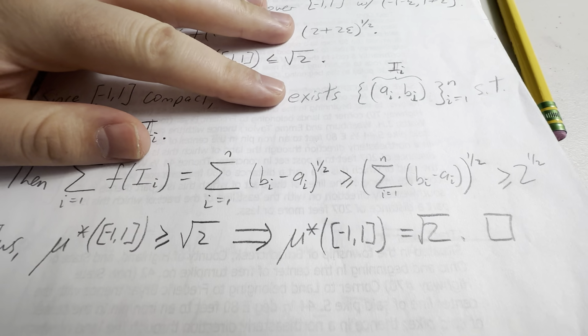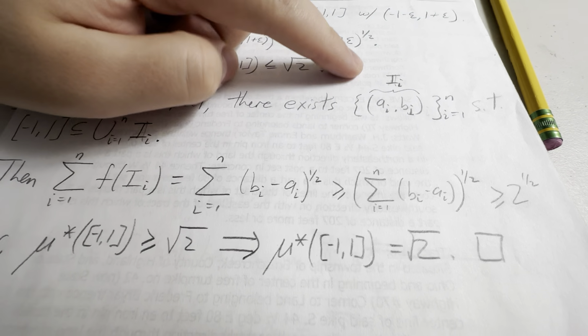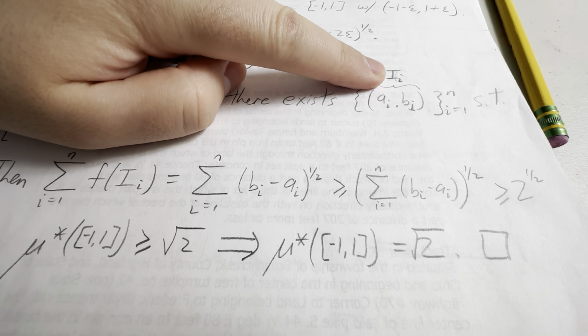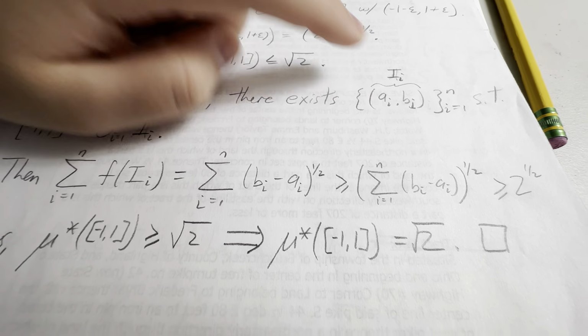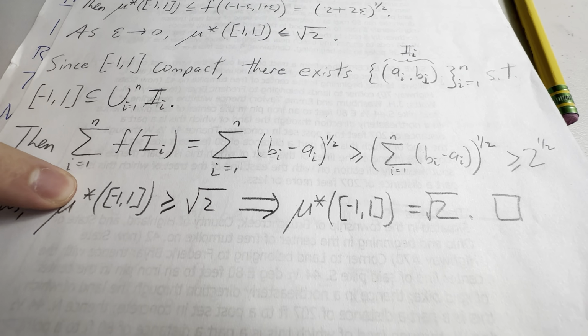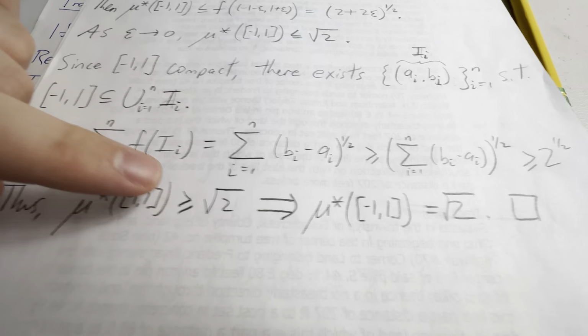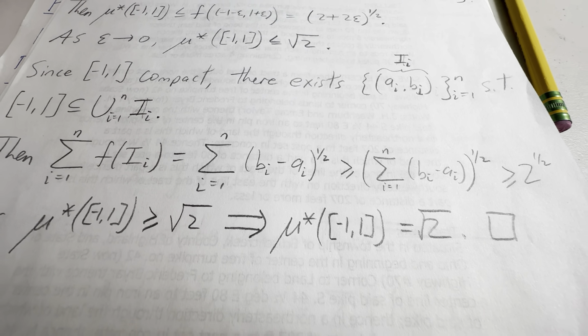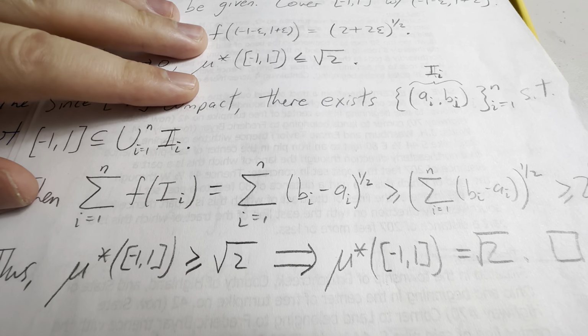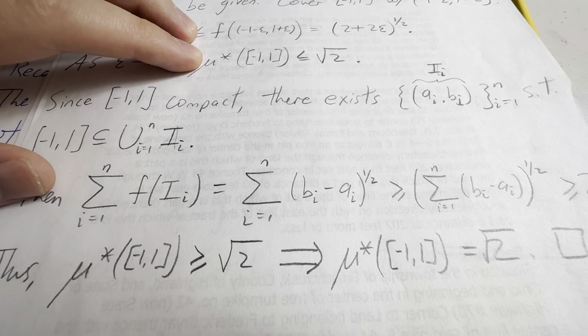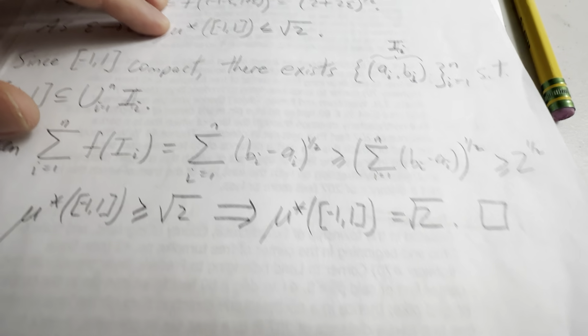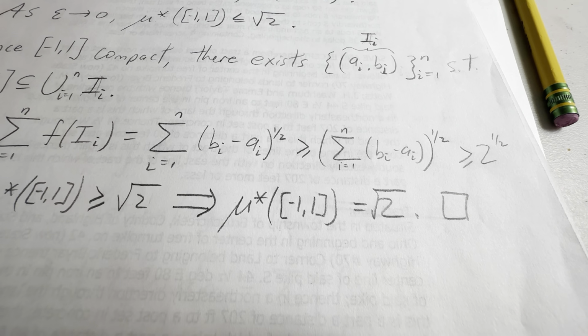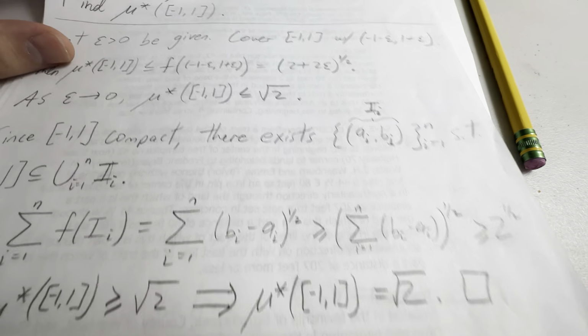And because mu star has to be the infimum over all such covers here, I know that the outer measure of this interval has to be bounded below by the square root of 2 as well, because it's the infimum, right? And so what do we have? We have mu star is bounded above and below by the square root of 2, which means it has to be equal to the square root of 2. And that's the problem.